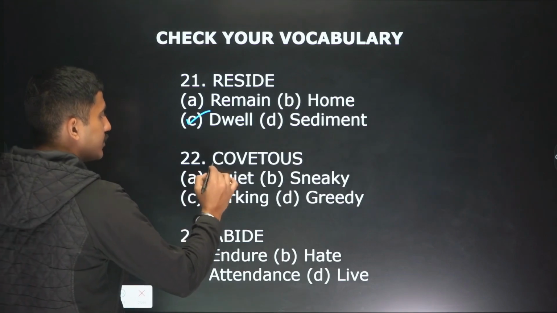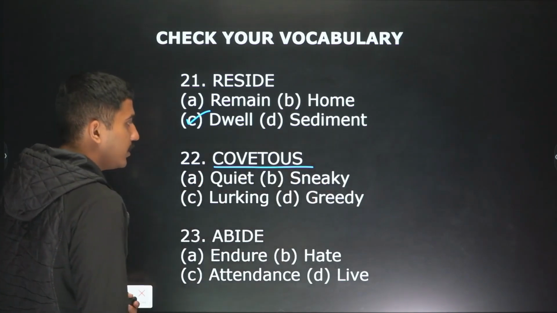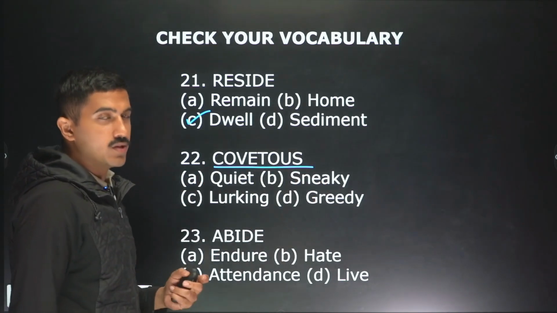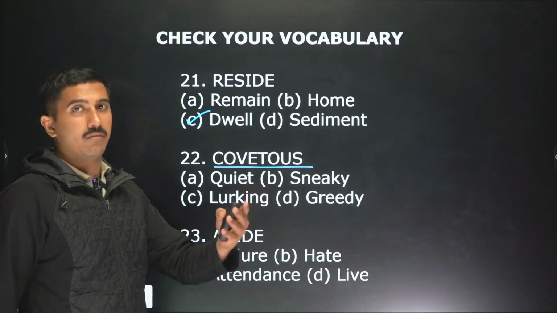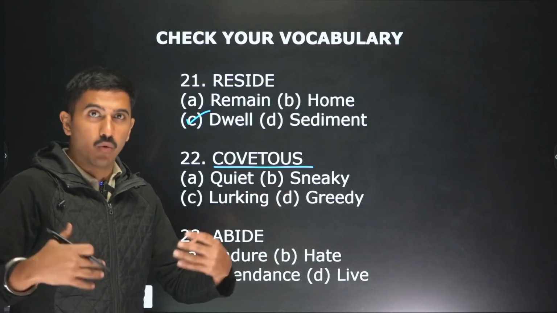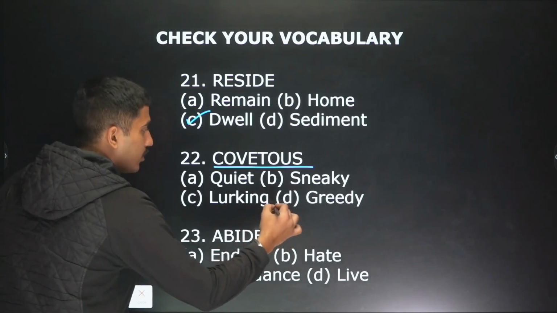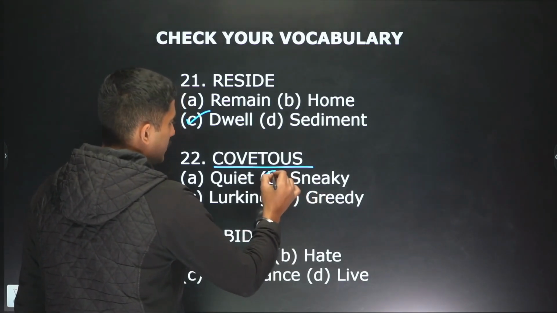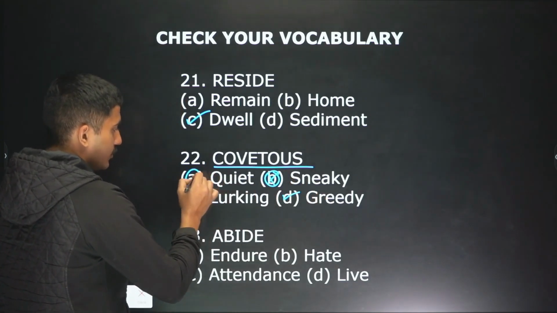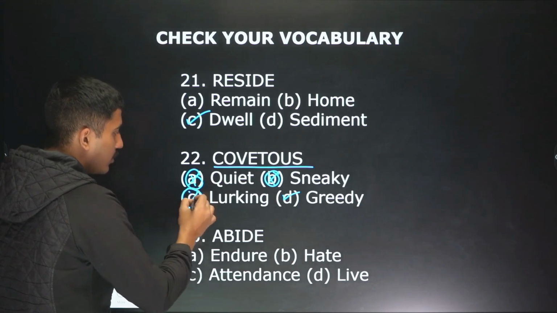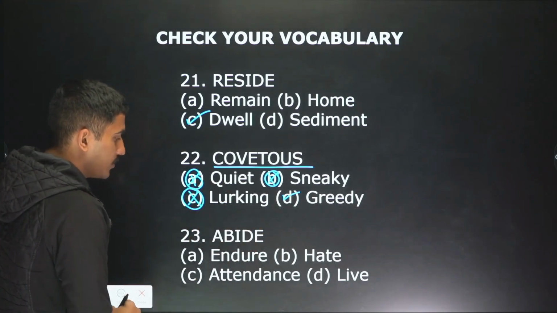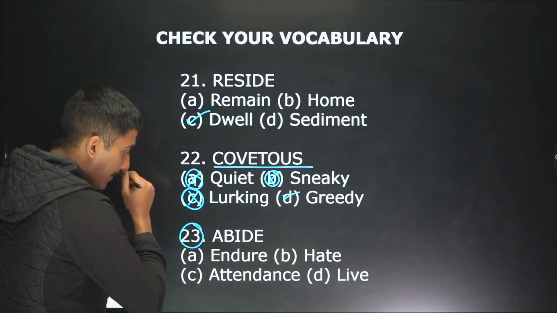The next we have is covetous. And what does that mean? Covetous is kind of a person who is usually in need of what someone else has. He really wants that for himself as well. So what does that basically mean? The most clear option is the option greedy. He obviously does not mean sneaky. Obviously, he's not a person who's quiet. He's obviously a person who's not lurking around, right? Greedy is the option.